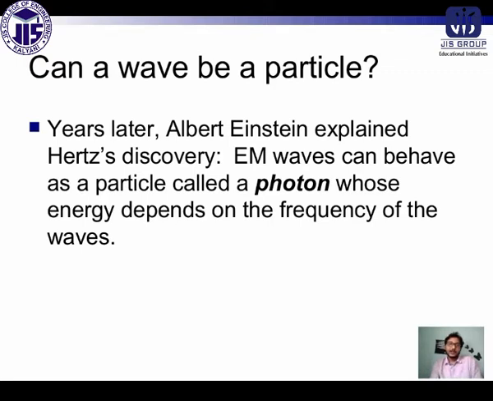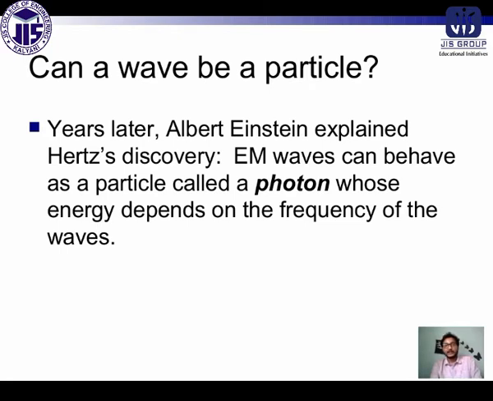And obviously a few years after 1887, Albert Einstein explained the Hertz discovery. It means electromagnetic waves can behave as a particle that is called a photon. Before Albert Einstein, we didn't have any idea regarding this photon, and Einstein explained to us that this photon's energy depends upon the frequency of the waves.